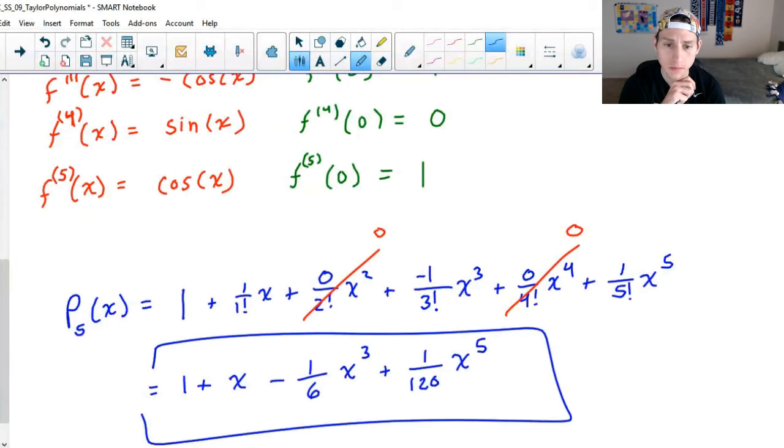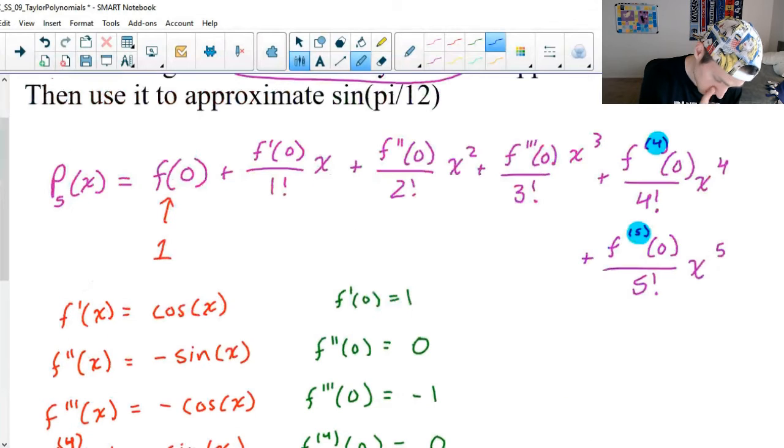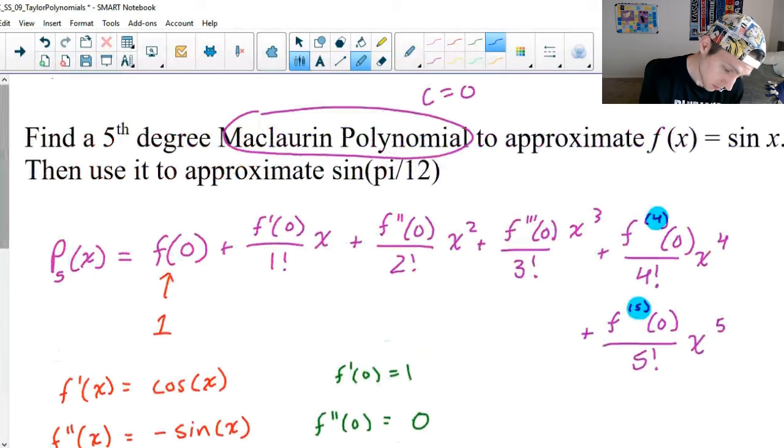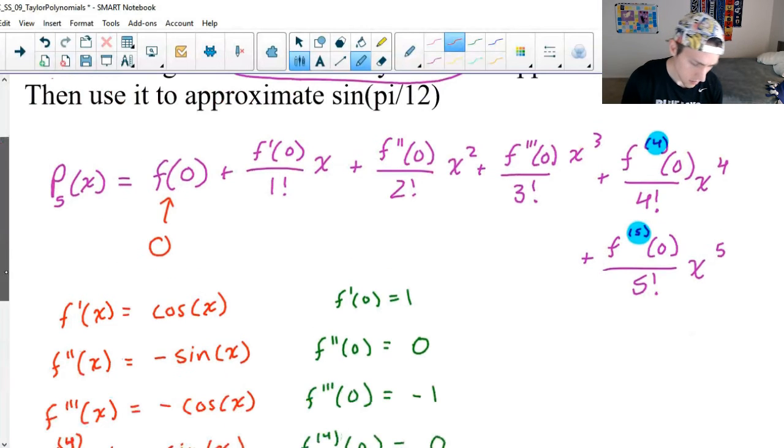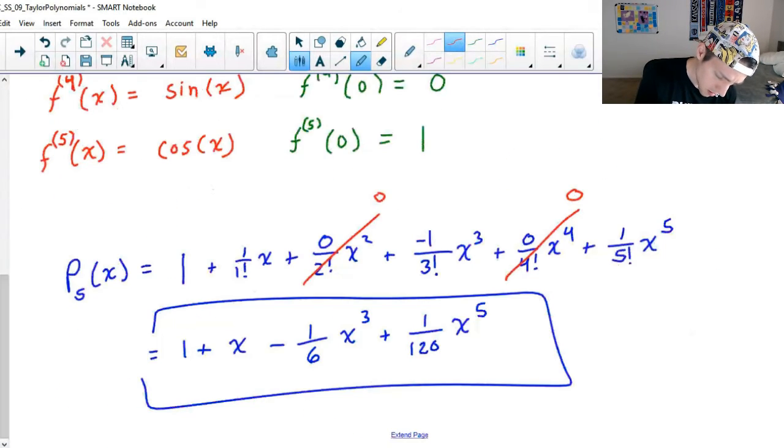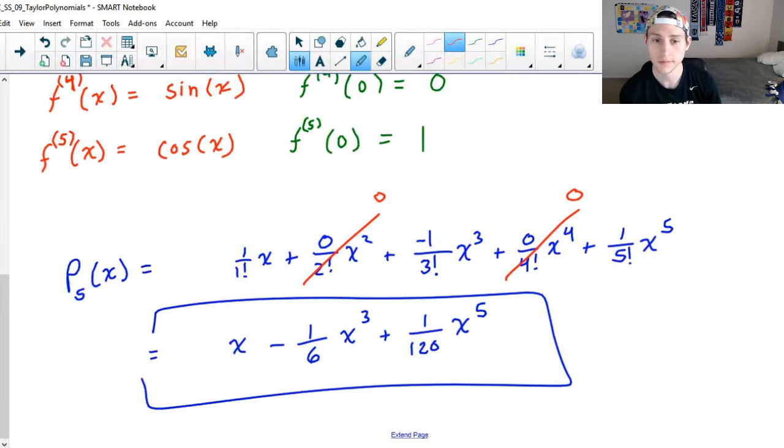Wait a minute, this doesn't look right. Oh, come on, guys. Why would you do this? This is not true. Sine of 0 is 0. So that's fine. We just don't have this first term. So it's just these. All right, so this is the 5th degree Taylor polynomial.